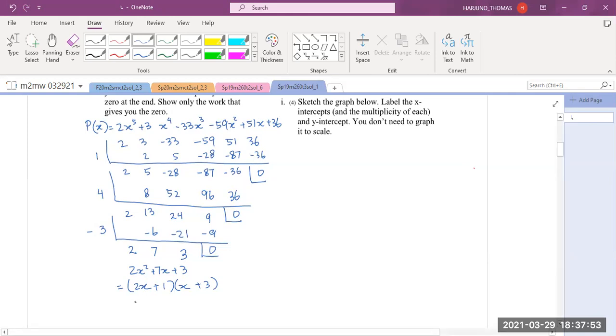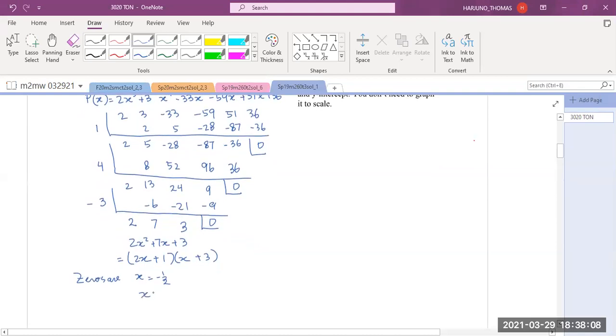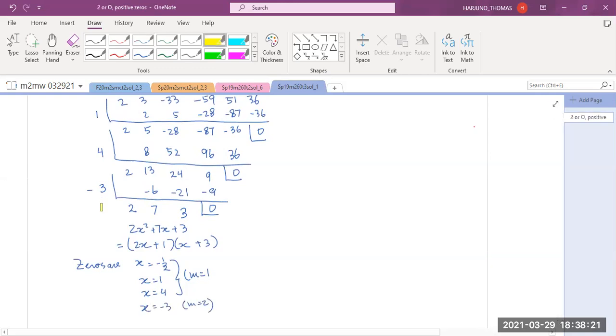Okay, so the zeros are x equals negative 1/2. Oh, no. x equals negative 1/2, x equals 1, x equals 4, all with multiplicity of 1, and x equals negative 3 with multiplicity of 2, because it happens here and here.